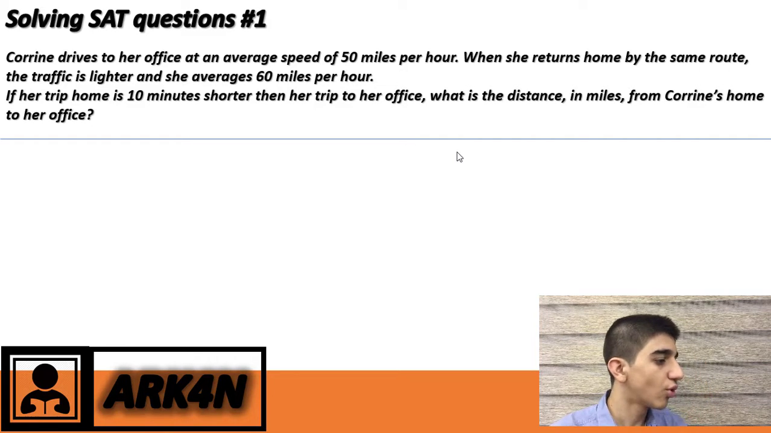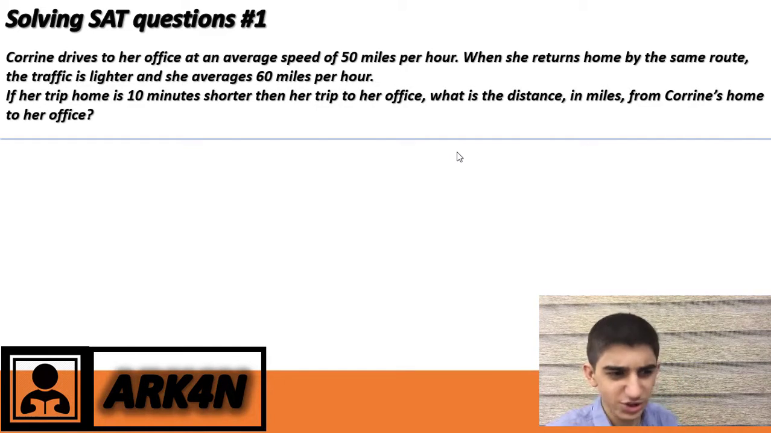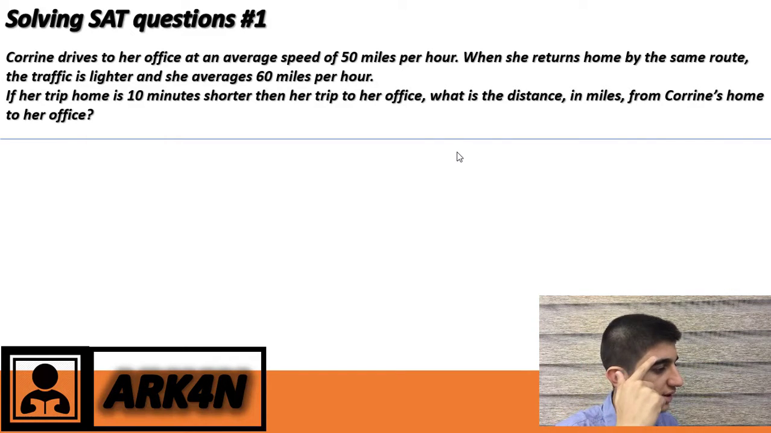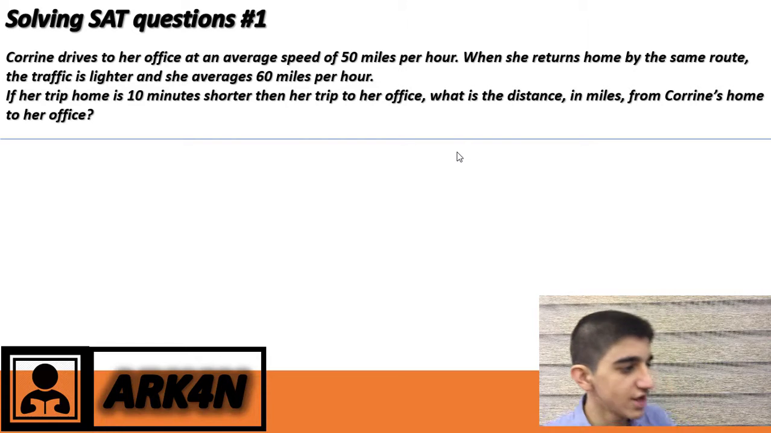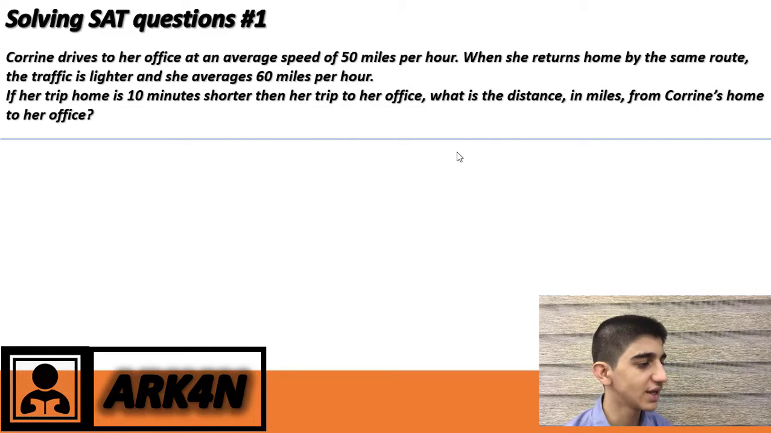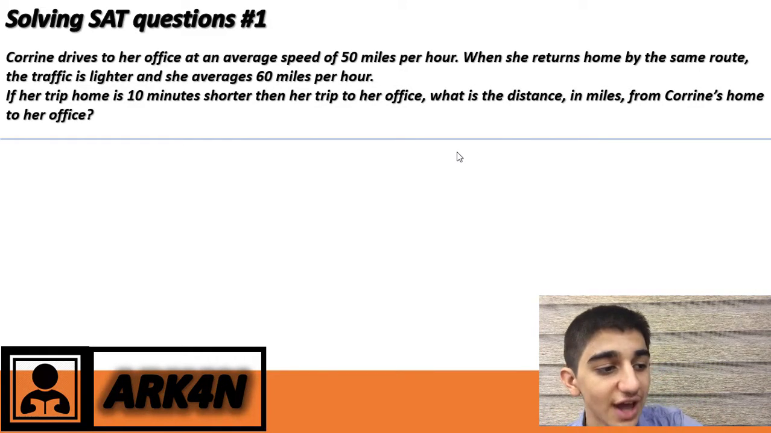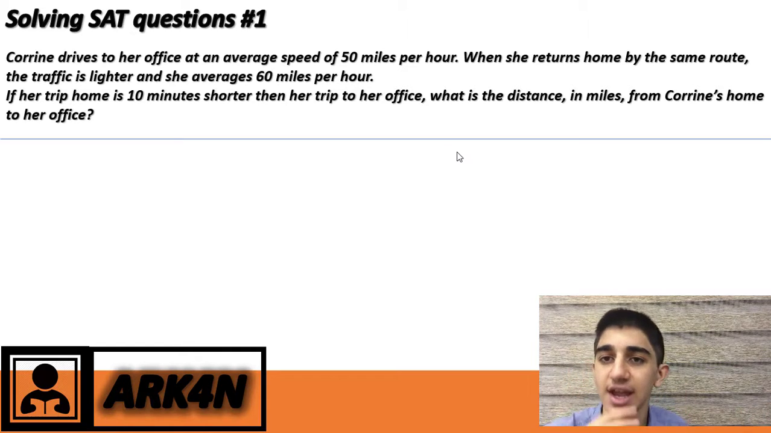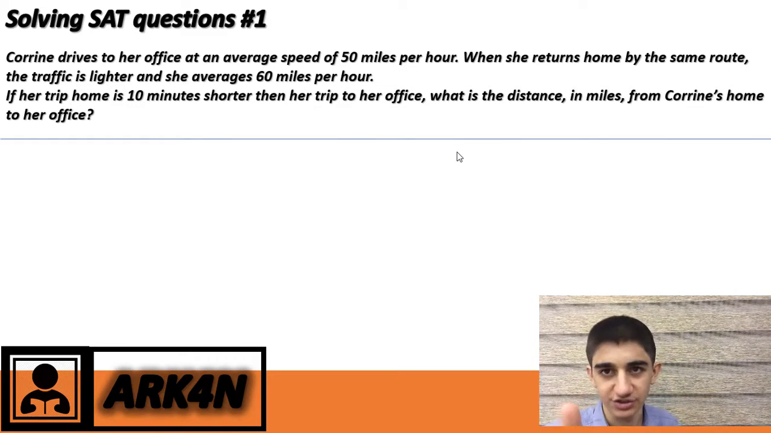Now, Corinne drives to her office at an average speed of 50 miles per hour. When she returns home by the same road, take a look, by the same road, so same distances, the traffic is louder and she averaged 60 miles per hour. Now, here you have to understand what really is important. First of everything, it says same road, so same distances, right? Just different speeds, okay?